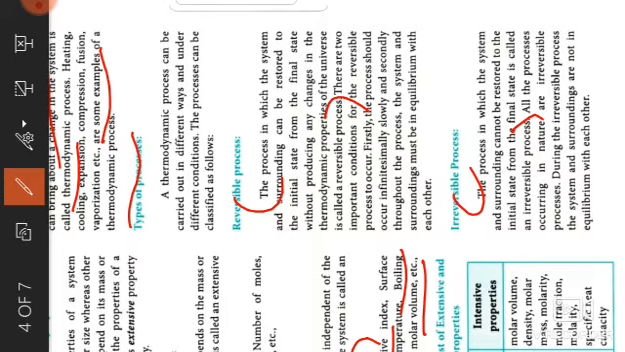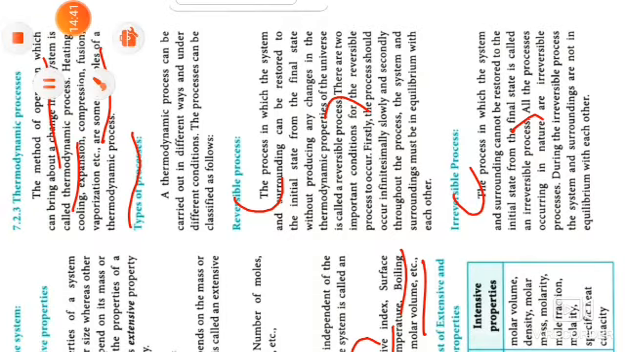During this irreversible process, the system and the surroundings are not in equilibrium with each other. Okay, so that is the reversible and irreversible process.